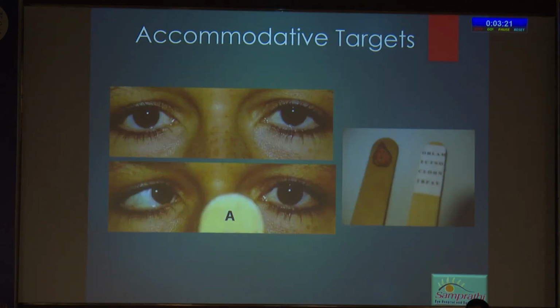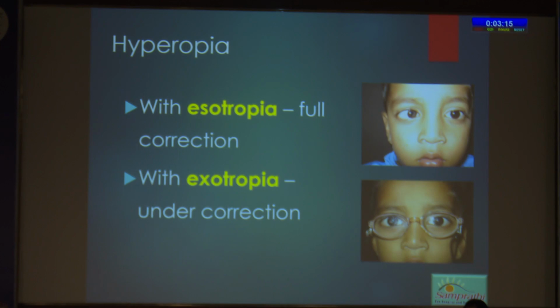And accommodative targets are extremely essential, and without that you can miss the esotropia and you may not give the proper correction for the hypermetropia. So whenever you have a hypermetropia with esotropia, we always try to give the full correction, whereas whenever it's associated with an exotropia, we undercorrect.